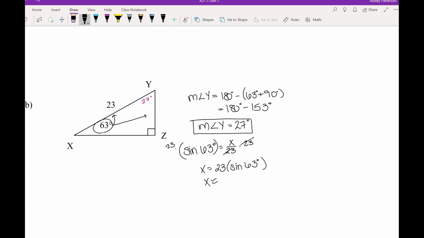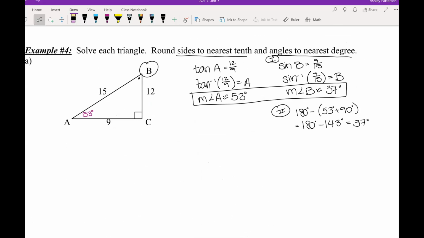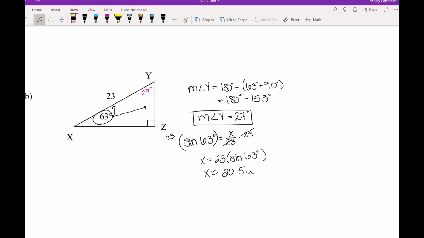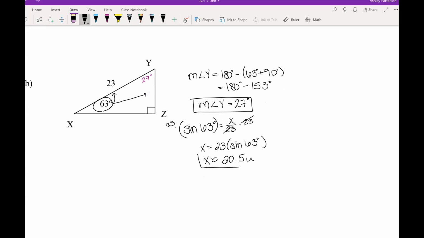And putting that into my calculator, 23 times the sine of 63. I know my calculator is in degree mode, which is perfect. I get 20.5 units. Why did I round to the tenths? Because the directions told me to for the side lengths. Excellent. Okay, so we have found that little x is 20.5 units.